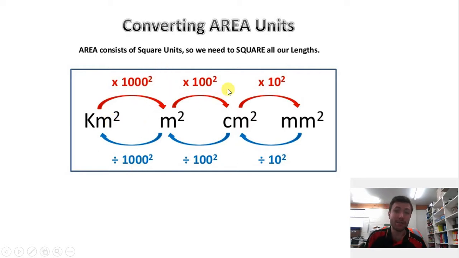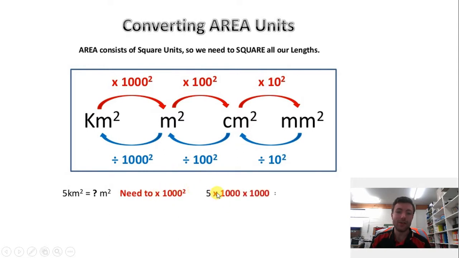So let's look at an example. Let's say I wanted to have 5 kilometers squared and I wanted to convert it to meters squared. We'll do the same as what we did before. So we're going from kilometers to meters, so we just follow the arrow. And we know that there's 1,000 meters in a kilometer, so we're timesing by 1,000, but it's not just 1,000, we need to times it by 1,000 squared. So that's just 5 times 1,000 times 1,000, so there's 2 lots of 1,000s. And if you put that in your calculator, that will give you that big number, 5 million.